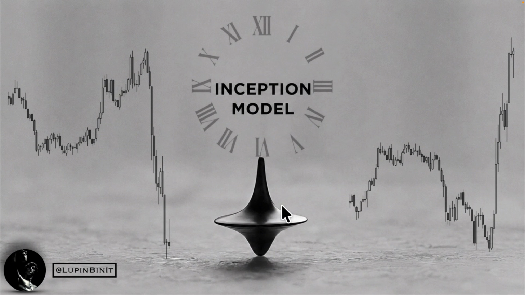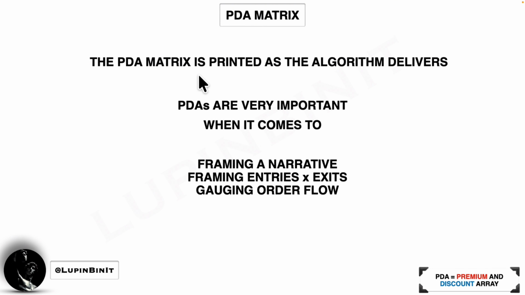Today we are going to be taking a look at the PDA array matrix and the role it plays when it comes to the Inception model. The PDA array matrix is printed as the algorithm delivers. PDA arrays are very important when it comes to framing a narrative, framing entries and exits, as well as gauging order flows. PDA arrays are like breadcrumbs the algorithm leaves behind as it delivers.